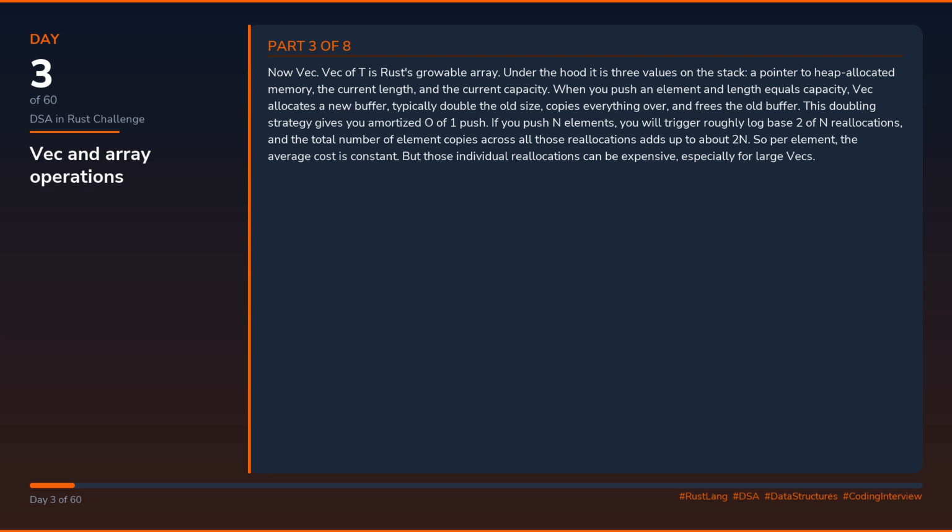This doubling strategy gives you amortized O(1) push. If you push n elements, you will trigger roughly log base 2 of n reallocations, and the total number of element copies across all those reallocations adds up to about 2n. So per element, the average cost is constant. But those individual reallocations can be expensive, especially for large Vecs.